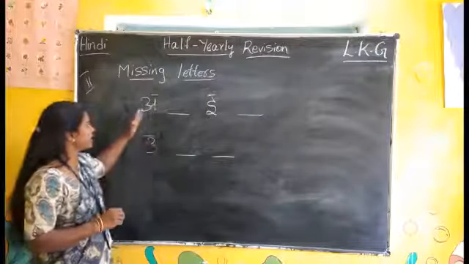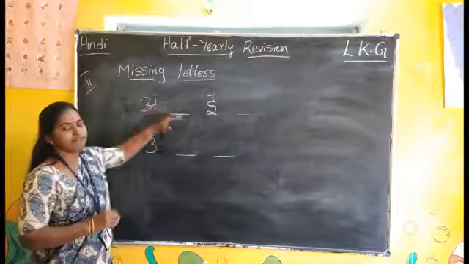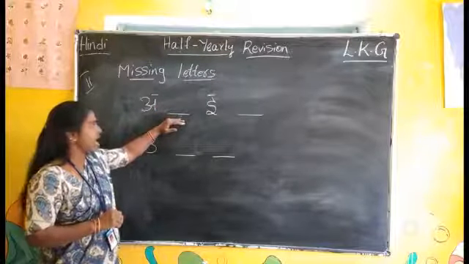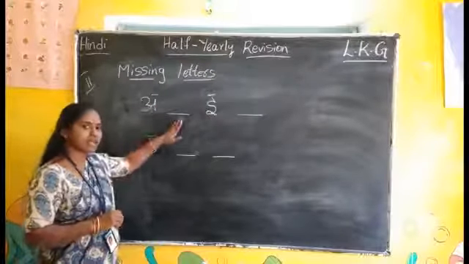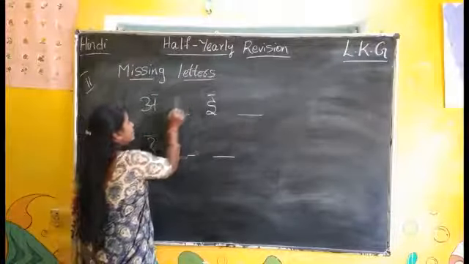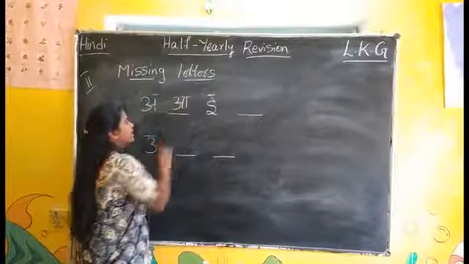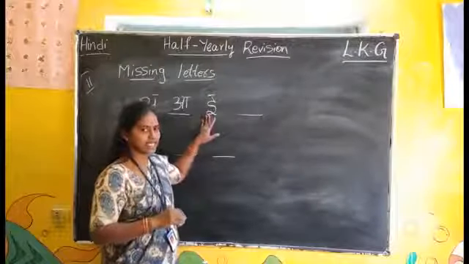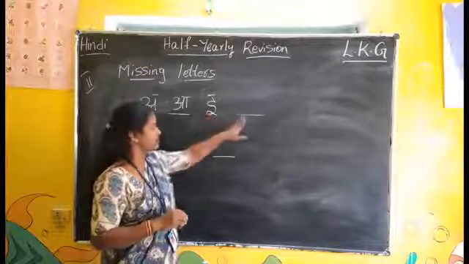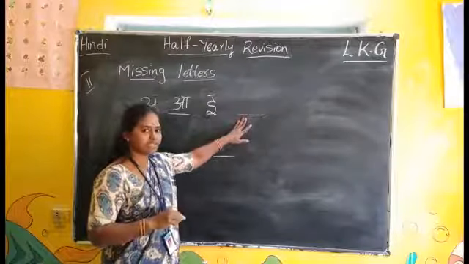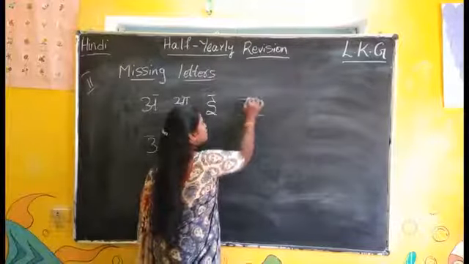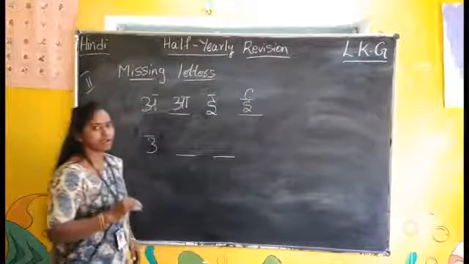Okay, look here. A. Next letter is A say anar, A say aam. Write here, A say aam. Write neatly, okay. Next letter is E say imli, okay. Next E say eek, yes. E say eek means sugar cane, okay.